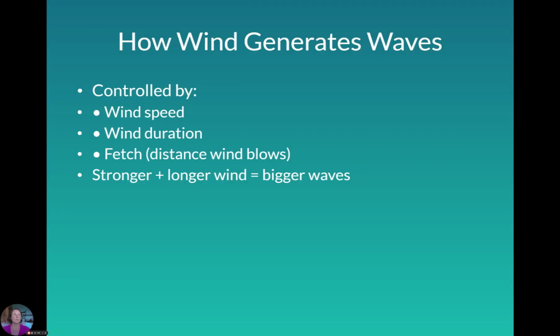So, how does wind generate waves? Wind waves are created essentially through friction between wind and the ocean's surface. The size of a wave depends on wind speed. Stronger wind is going to transfer more energy. Wind duration, the amount of time, like if the wind only blows for half a second, it's not going to be enough to actually make waves. So, the duration of the wind.